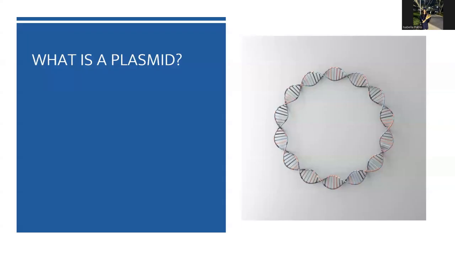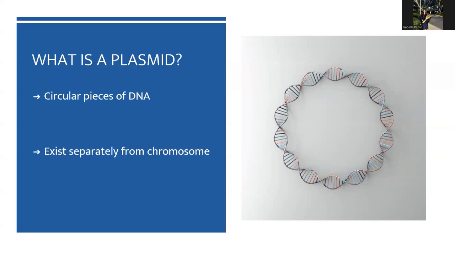So for today, we're going to be talking about plasmids and bacteria. So what is a plasmid? It's basically a circular piece of DNA that exists separately from the chromosomes of bacteria. The majority of the time it's not essential to bacterial survival. There are some instances, for example the one we're going to look at today, in which a plasmid can actually help a bacteria survive. But in most cases, they're not essential.